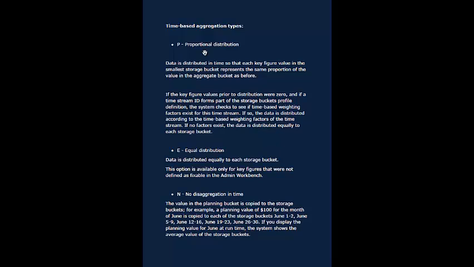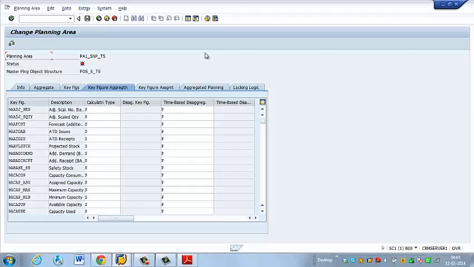Time-based aggregation type P, proportional distribution. The data is distributed in the time so that each key figure value in the smallest storage bucket represents the same proportion of value in the aggregation bucket as before. So here we are taking the combination calculation type S and time-based aggregation P for all the key figures. Key figure assignment.